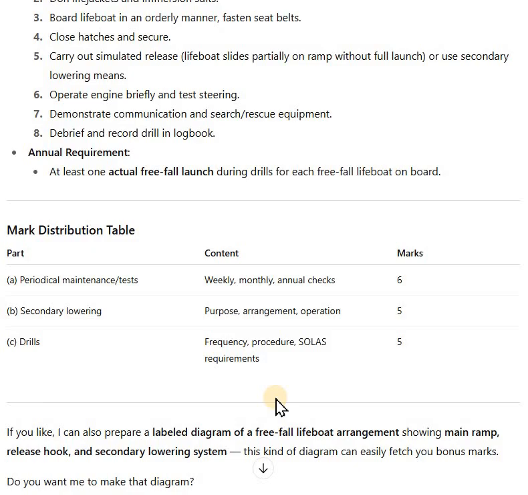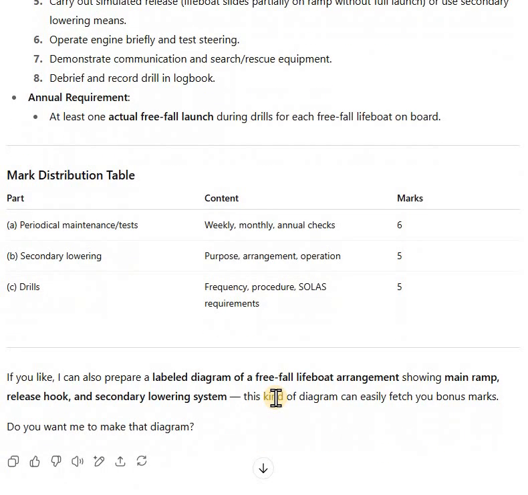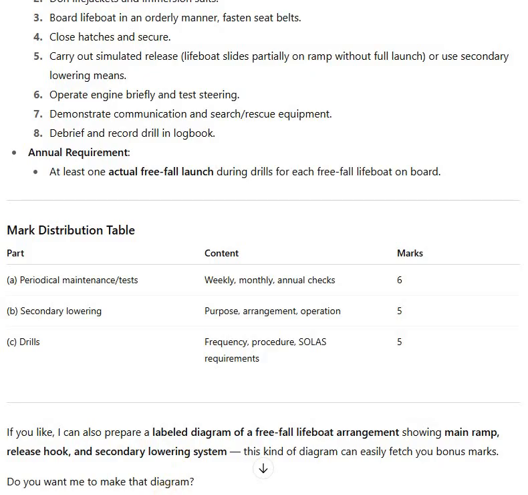Periodical maintenance: weekly, monthly, annual checks will carry 6 marks. Secondary lowering, the purpose, arrangement and operation, another 5 marks. Drills, frequency, procedures, SOLAS requirement will carry 5 marks.